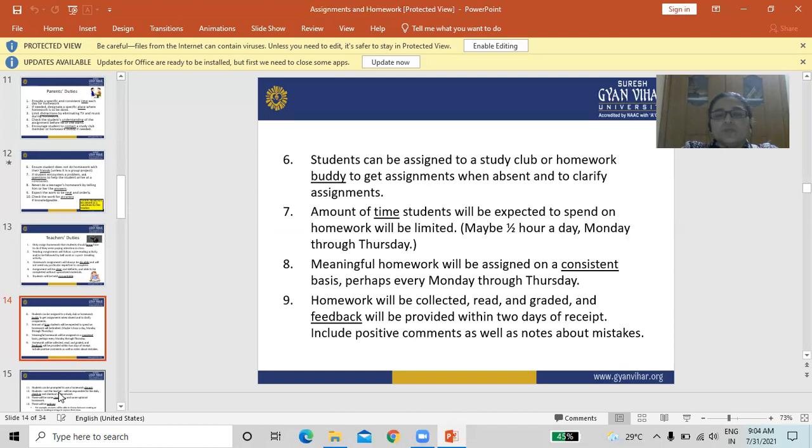Homework will be collected, read and graded, and feedback will be provided within 2 days of receipt. Include positive comments as well as notes about mistakes.